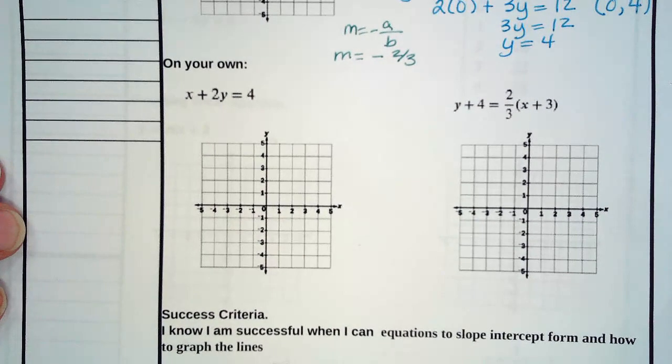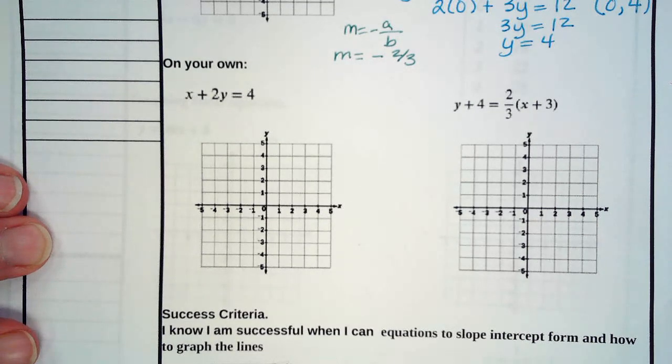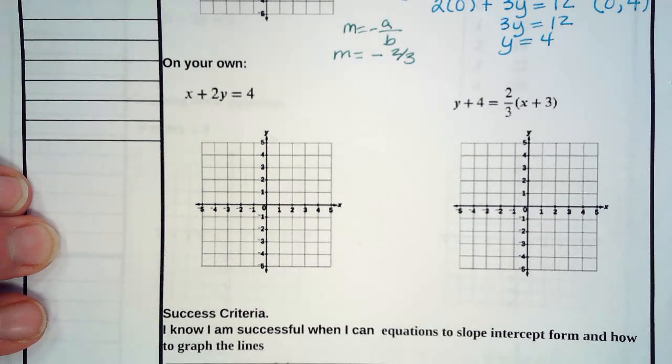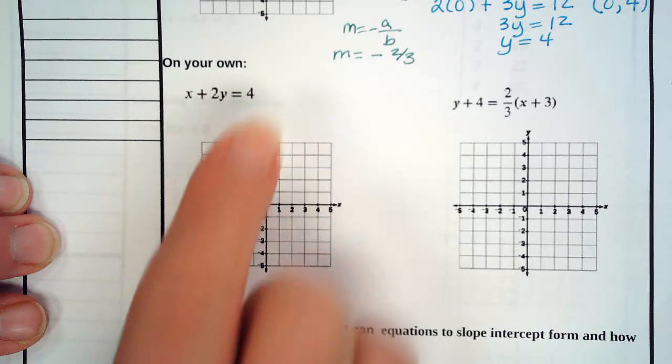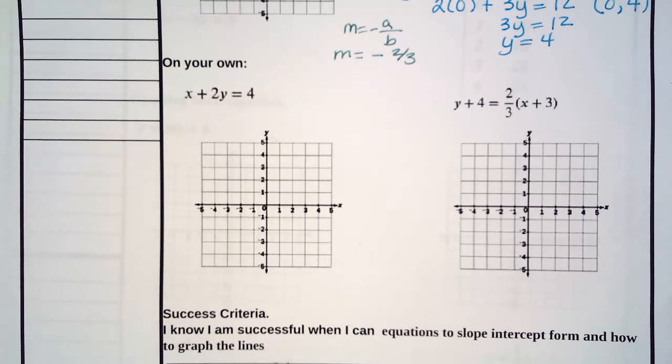So for the first one, on your own, you've got a standard form of a line. Are you going to find the x and y intercepts, or do you want to convert it into slope-intercept form? Totally up to you. Pause the video and see if you can do it on your own now.